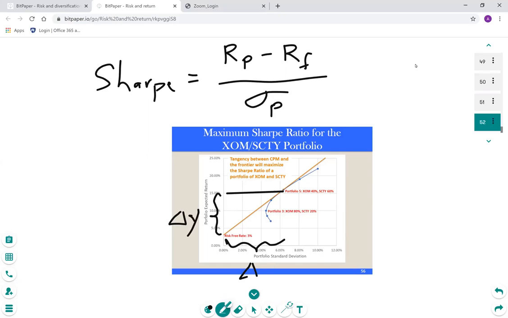That's the denominator. So maximizing the Sharpe ratio is essentially getting as big of a change in Y as you can for a given change in X, and that's why there's the geometric interpretation of the maximum Sharpe ratio as being the tangency between the line originating from the risk-free rate and the portfolio frontier.